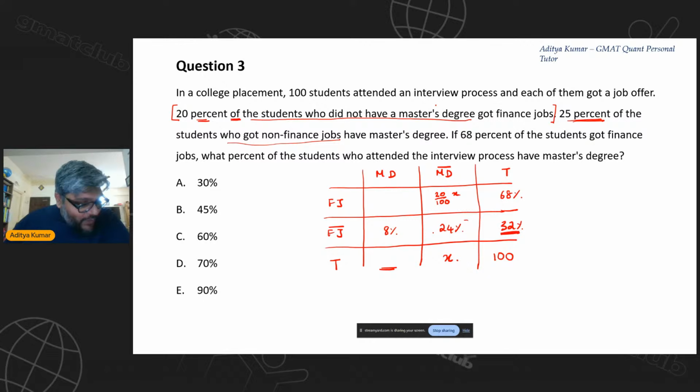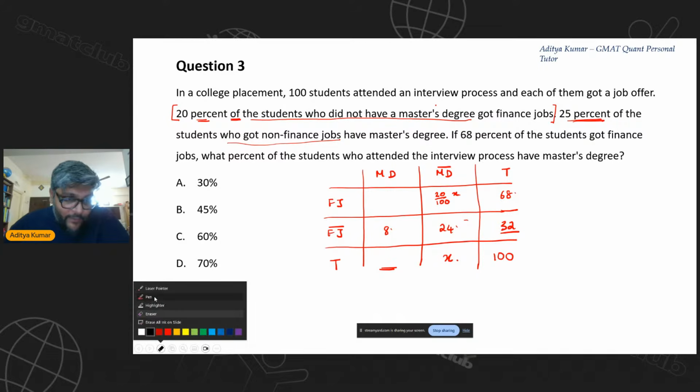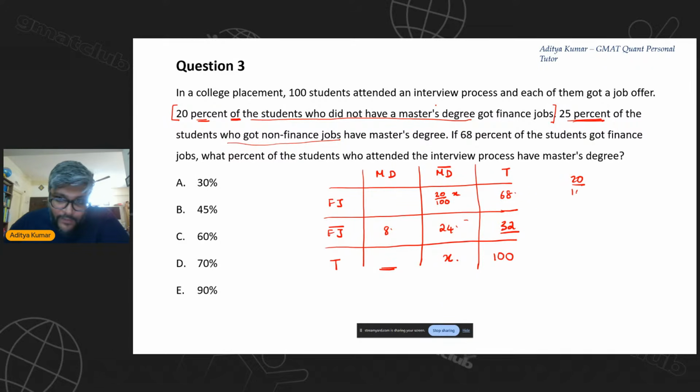Remember, this is all absolute. This is all exact values, right? So what would I do if I have an exact value of 100? This would be 68. This would be 32. This would be 24. This would be 8, right? And that is 20% of x, right? So 20 by 100x plus 24 is equal to x, right? So that's 0.2, isn't it? So I would have 80 by 100x is equal to 24.